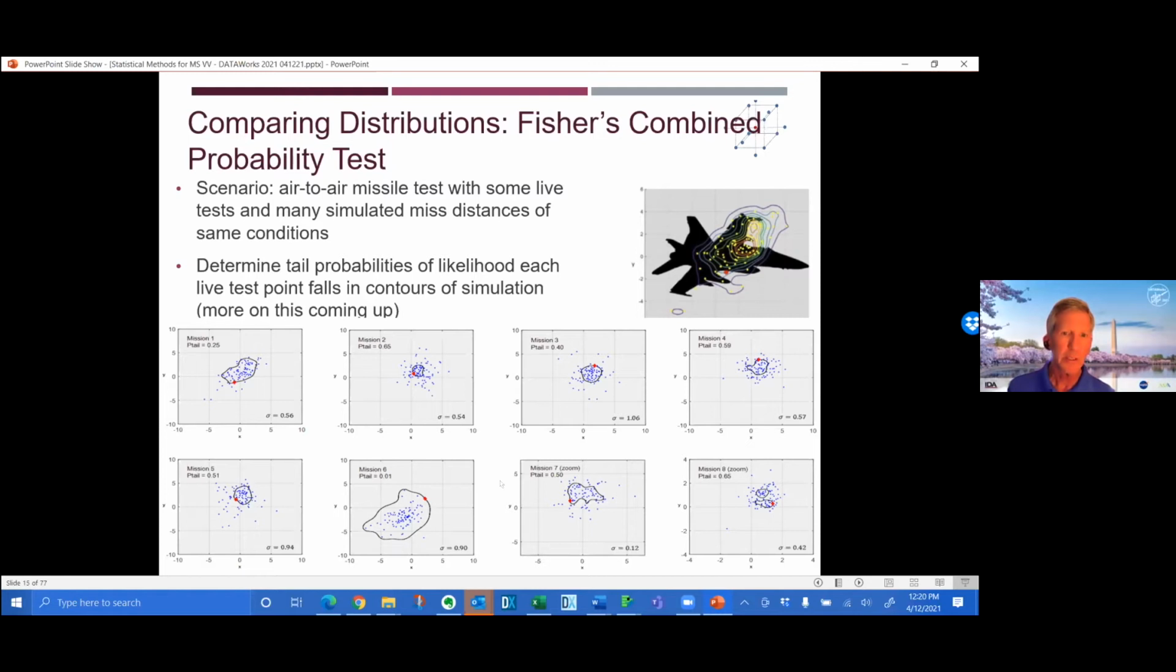So what we're seeing down here at the bottom are different live shots, different realizations that came out. And then for each one, generate the simulated shots, the blue dots, and see where the red point falls within the distribution of the blue dots. And that p-tail is giving us a sense for that.